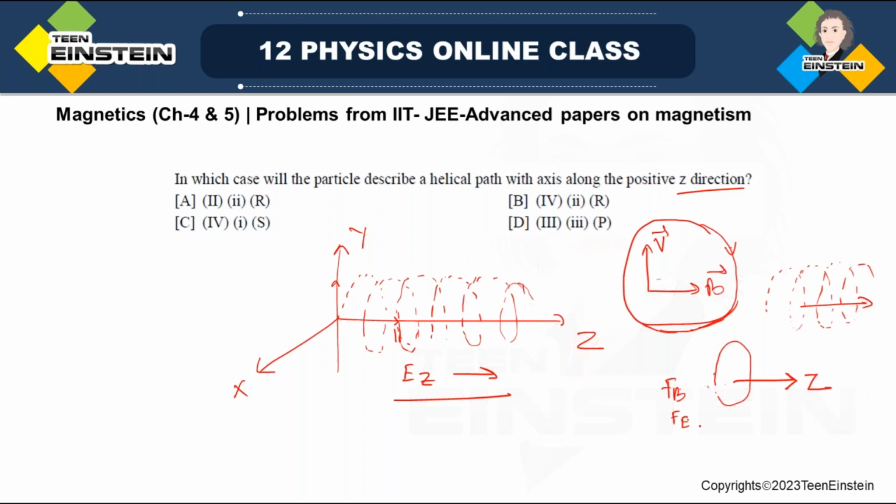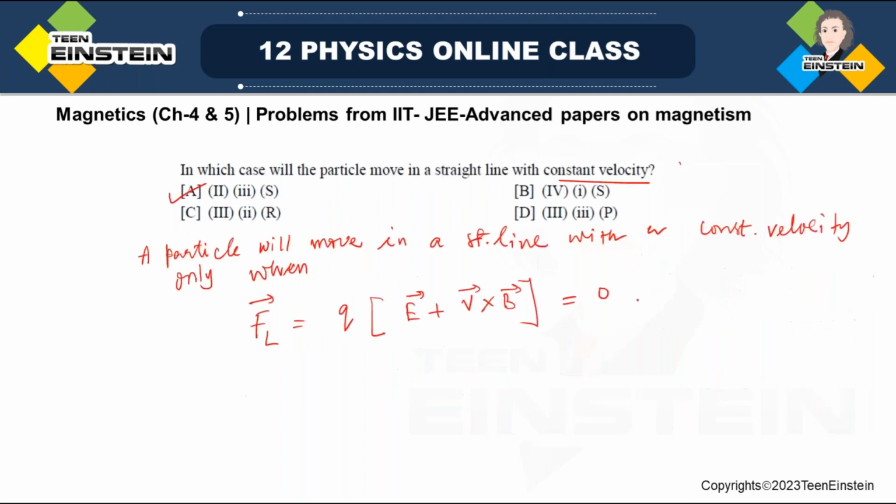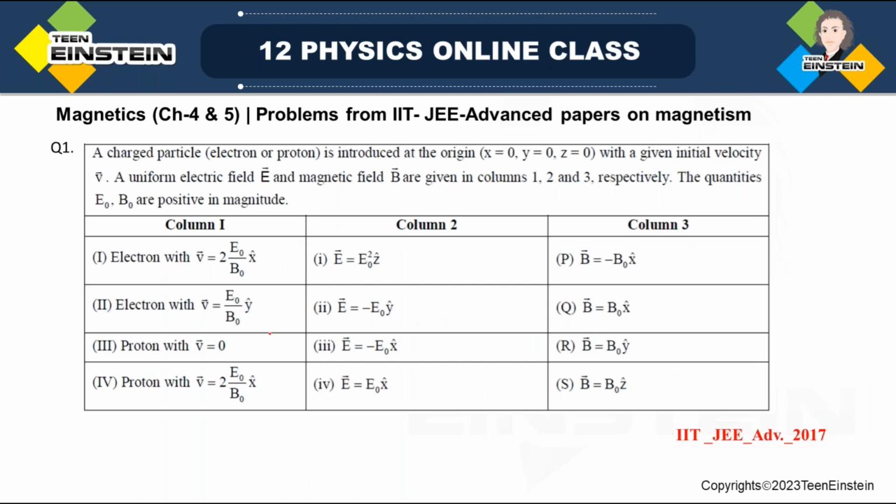So therefore the electric force must be along the positive z direction. So that's the way to find out the options. Look here, we'll see for which case the electric force will be along the positive z direction. So the electric force has to be along the positive z direction. So first of all, let us take proton.